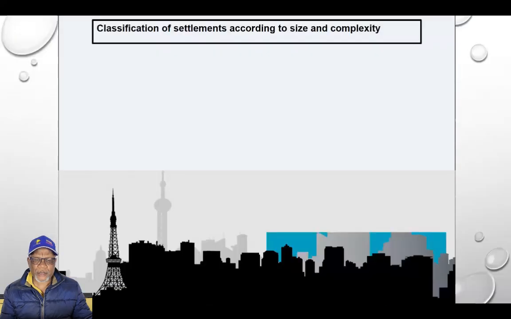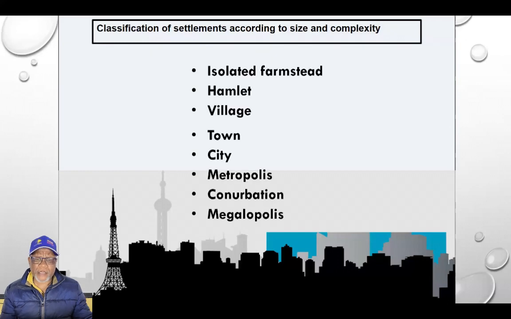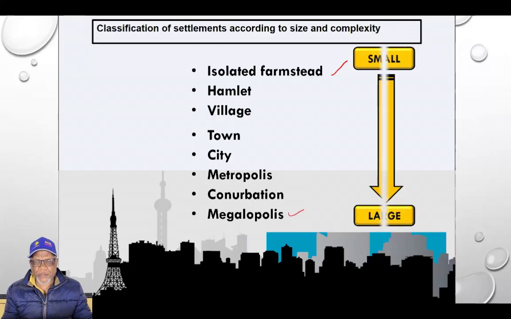Number 1, let's go to classification of settlements. Settlements can be classified in three ways: according to their size and complexity, according to their function, and according to the pattern. So what we are looking at here is the classification of settlements according to size and complexity, meaning from the smallest to the largest. The smallest form of settlement is an isolated farmstead, and the largest form of settlement is a megalopolis. So that is the ranking of settlements from the smallest to the largest.